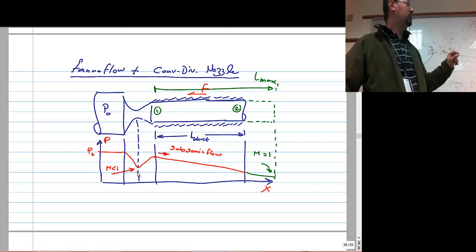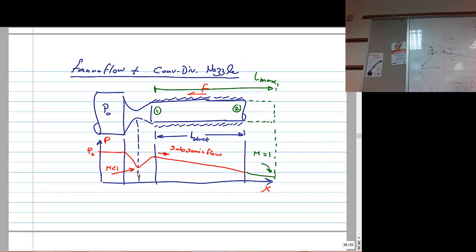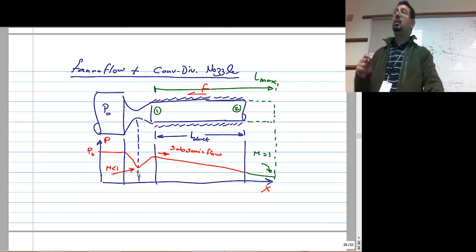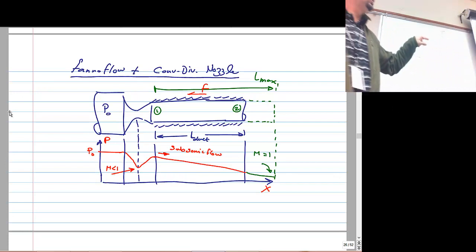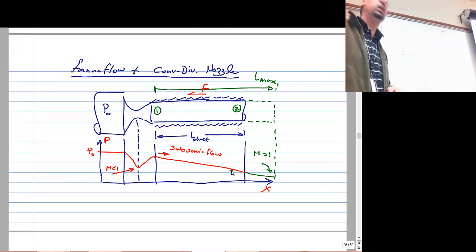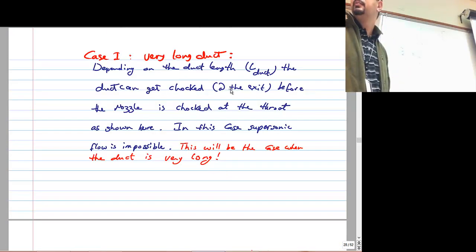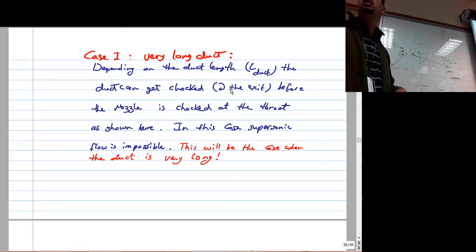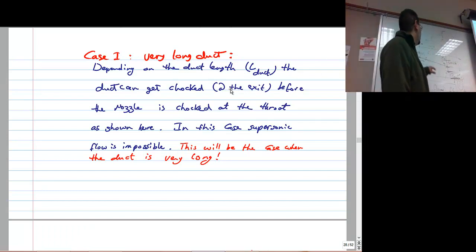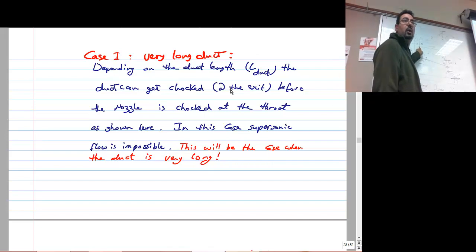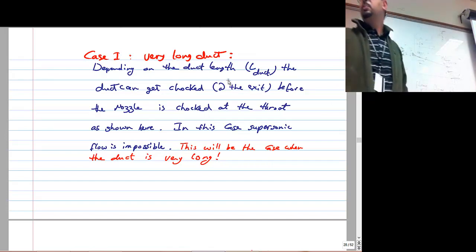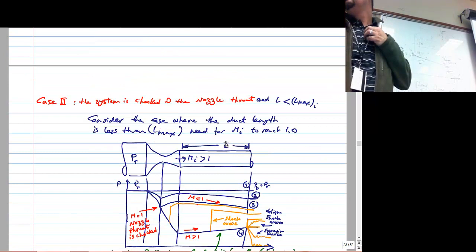But if the duct is short, if the distance is short, then maybe the nozzle will be allowed to reach supersonic velocity before the flow gets choked at the exit. So there are two cases, all right? First, a very long duct, and by very long, we basically mean that the length is bigger than L max at Mach 1. So this duct will be choked first, before the nozzle.